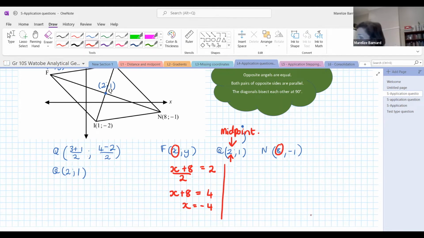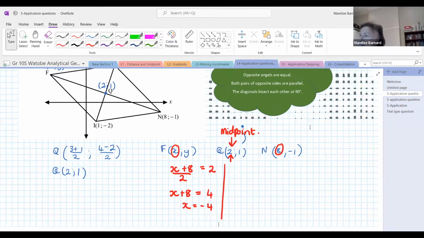Now you can do the Y coordinate. I've done the X's now. You can do the Y coordinate. Same principle, same thinking. The Y coordinate at F plus the Y coordinate at N divided by 2 is going to give me the Y coordinate at Q at the midpoint.